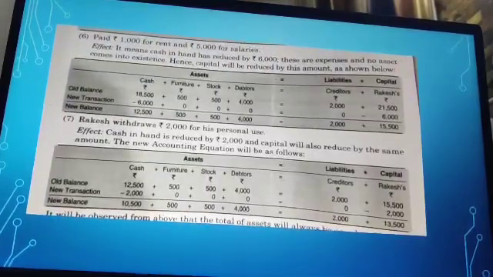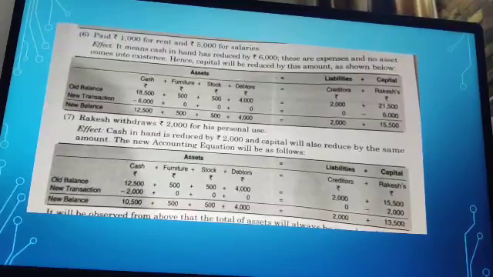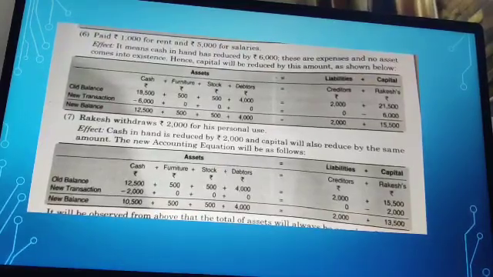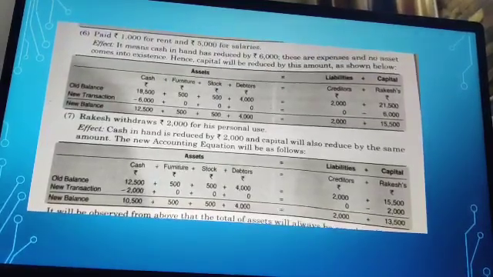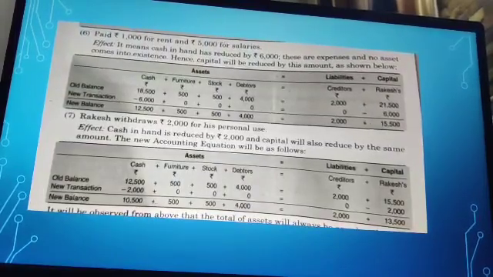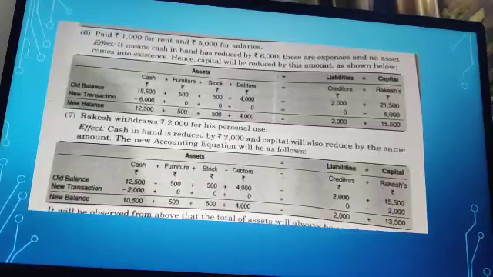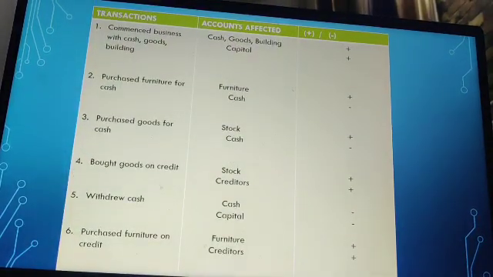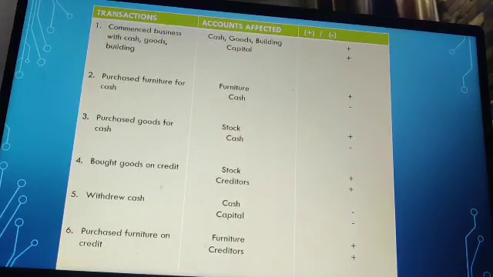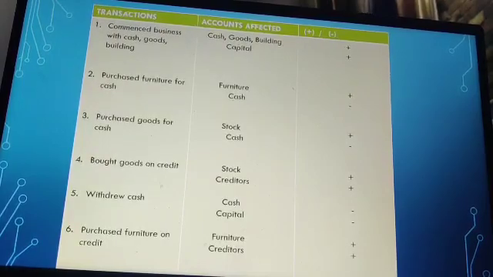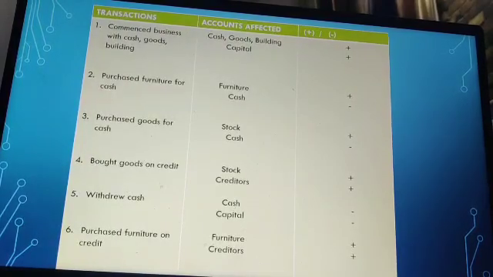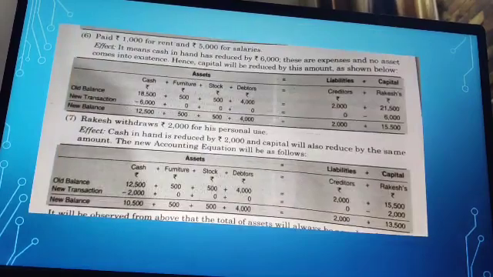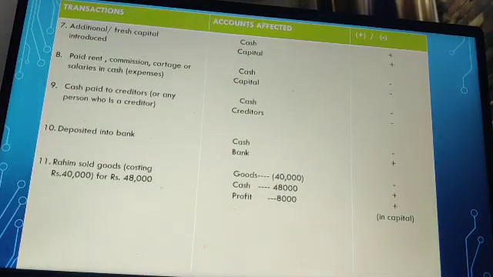Alright. In the similar way, we have Rakesh withdraws rupees 2,000 for his personal use. Now, this cash withdrawn for personal use is considered as your drawing. So, it will reduce your cash as well as your capital, as we discussed here. Cash is deducted, and in the similar way capital is also deducted. Alright, let us proceed to another set of transactions.